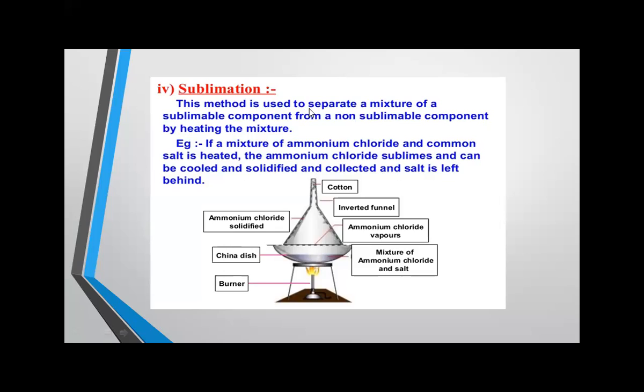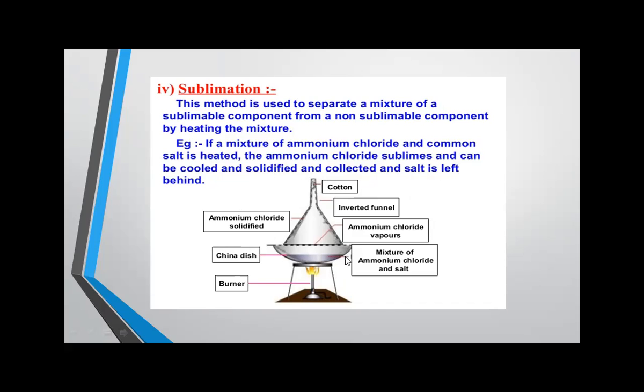Sublimation. This method is used to separate a mixture of sublimable component from a non-sublimable component by heating the mixture. Example, if the mixture of ammonium chloride and common salt is heated, the ammonium chloride sublimes and can be cooled and solidified and collected and salt is left behind. So this is the process.